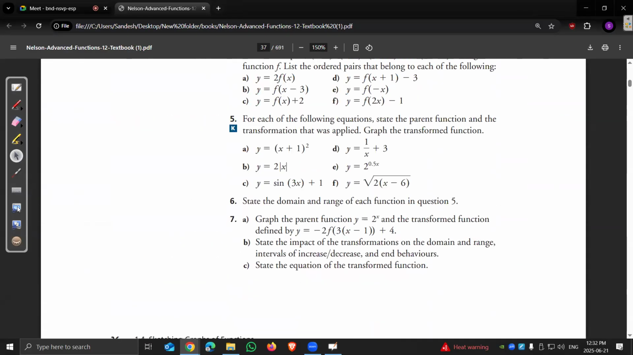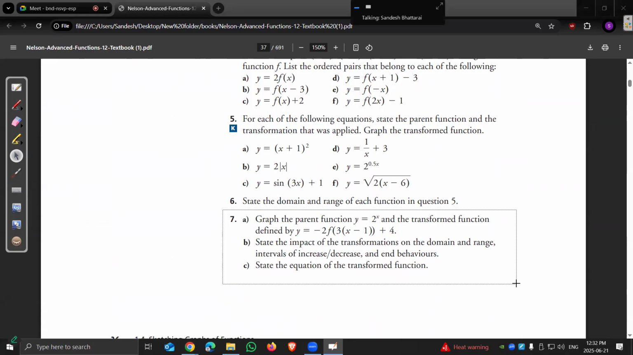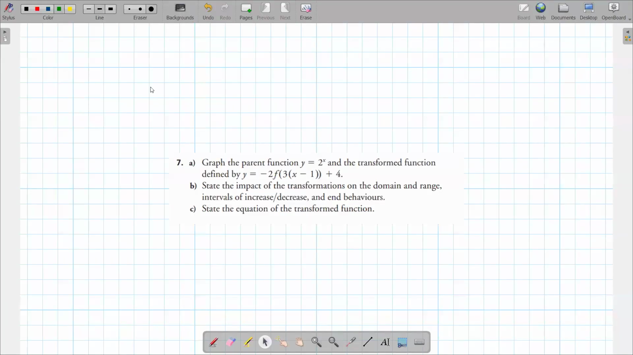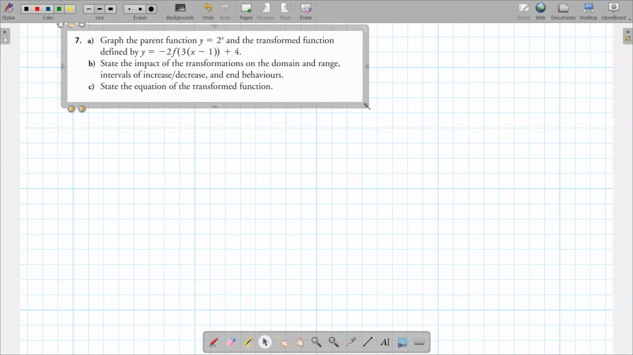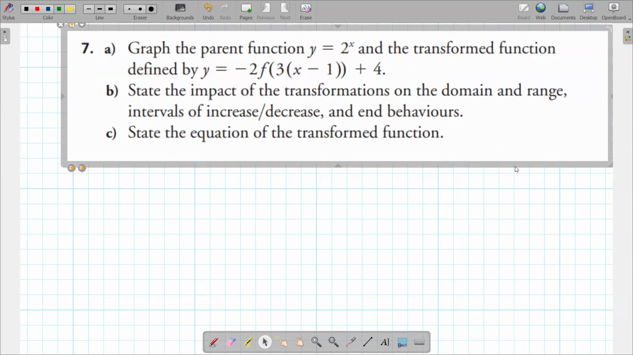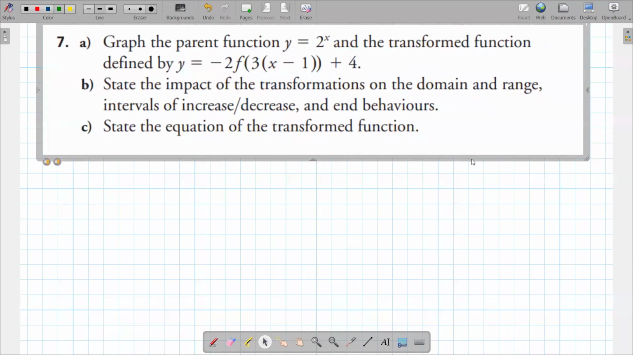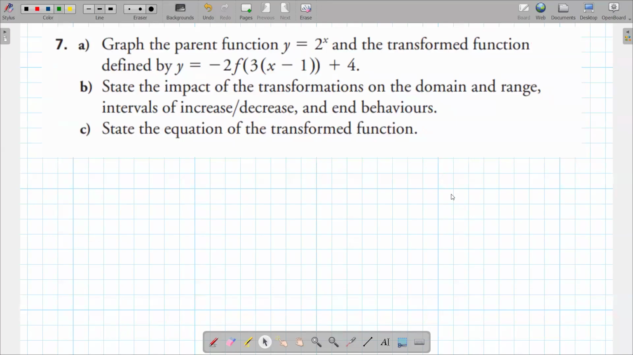Okay, let's do one more. But now we're gonna talk about what happens. Okay, so what's the parent function here? It's 2 power x.